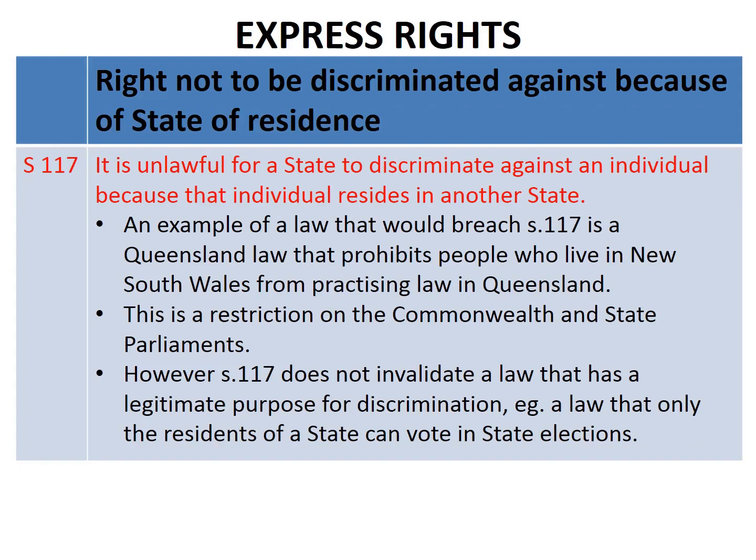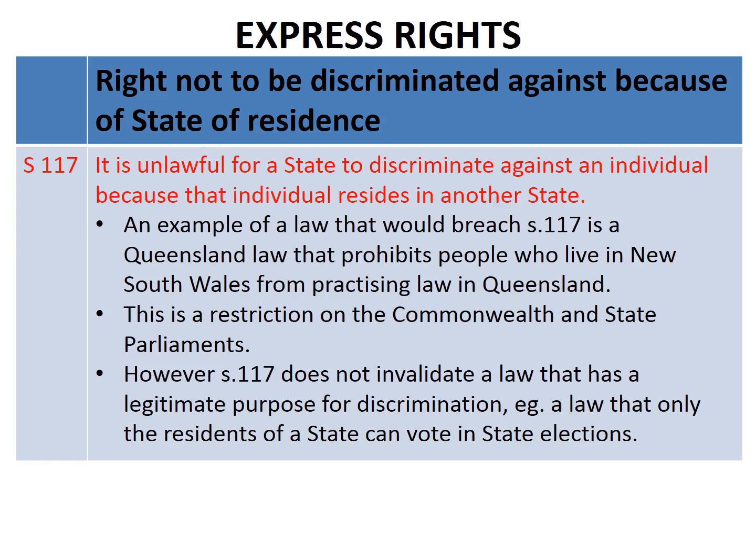That then brings us to the fifth and final express right that is included in the Australian Constitution, and this is the right not to be discriminated against because of state of residence. This right is found in Section 117, so please turn to that section in your constitutions. You'll see that Section 117 says that a resident in any state shall not be subject in any other state to any disability or discrimination which would not be equally applicable to them if they were a resident in that other state. Quite a lot of words, isn't it? Let's see if we can simplify that.